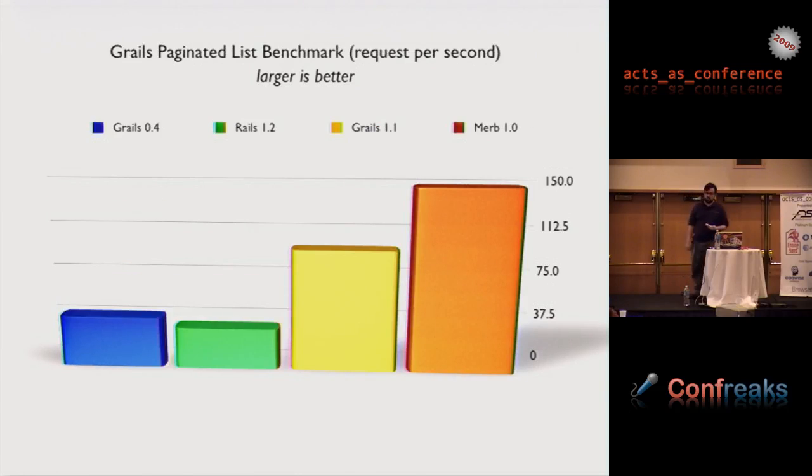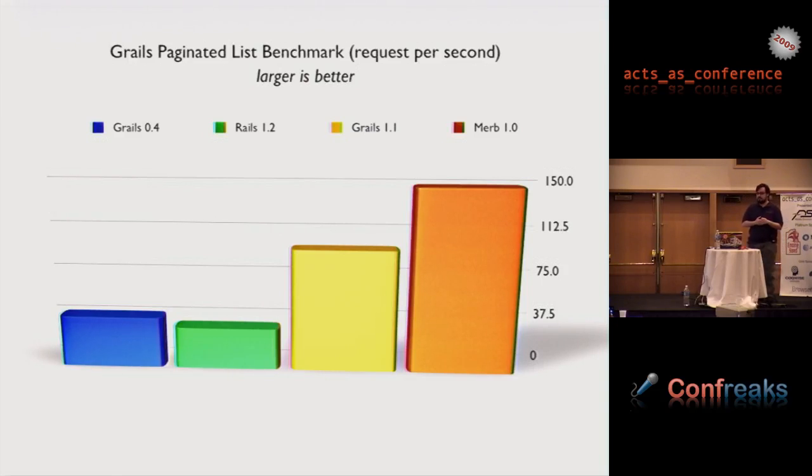Okay, then there's Grails, and this is actually not an awesome benchmark because Grails is sort of in flux, and this is one benchmark that I ran. I'm told they're faster now, fast enough to actually beat us by some margin. But Grails 0.4 versus Rails 1.2, Grails won by a small margin. Merb 1.0 beat Grails 1.1, I guess a couple months ago.